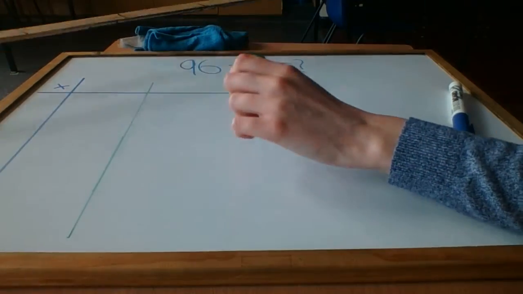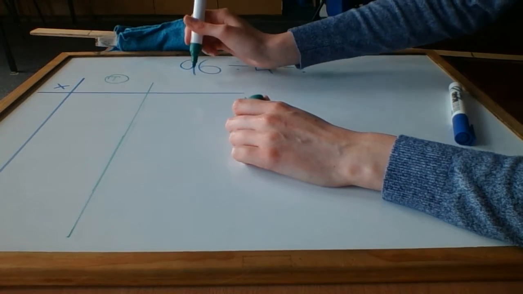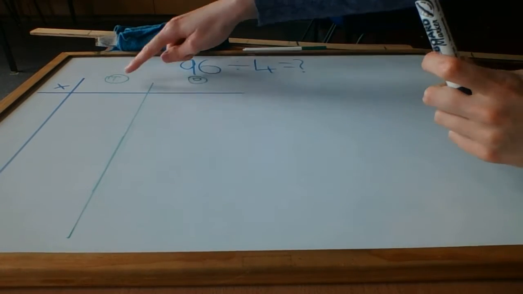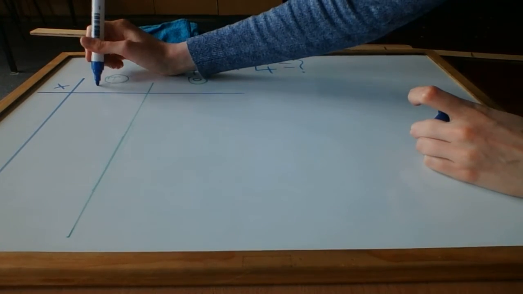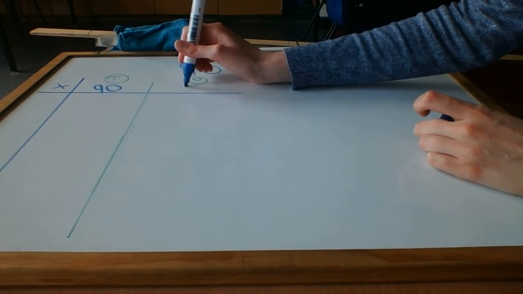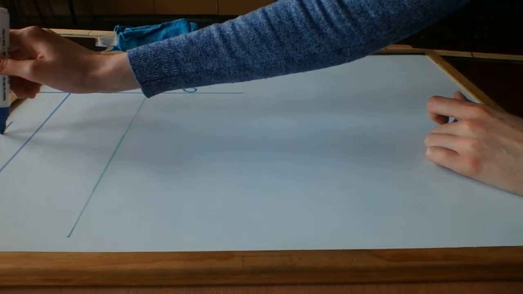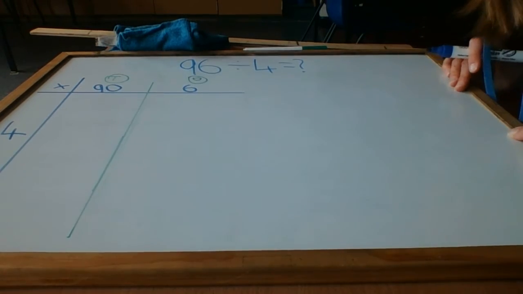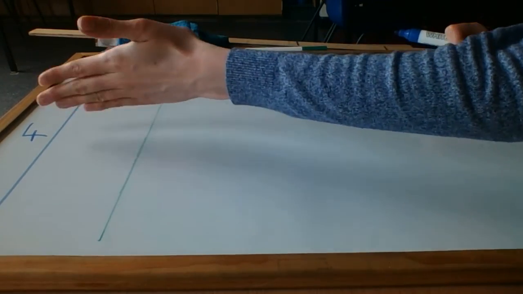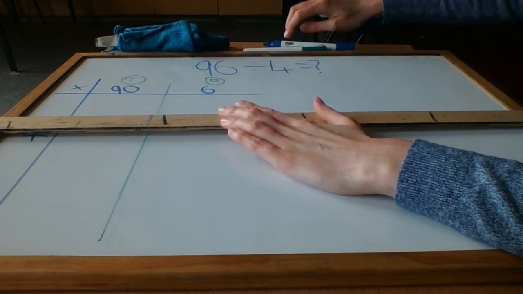There we go. So, I'm going to have tens here and ones here. So, I have got 96, 9 tens, which is 90, and 6 ones. And I'm dividing by 4, so that goes over here. Let's check you can see that. Yes. And then, obviously, like yesterday, I need to split this into my 4 groups.